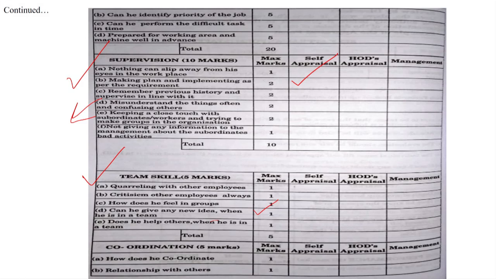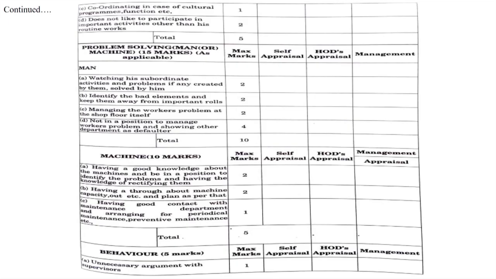It is about how well you coordinate with others: colleagues, superiors, subordinates. All those things are taken into consideration when your performance is being appraised. Then the coordination part: how does he coordinate? 1 mark. If you know that you are a person who gets along with people, you can give yourself 1 mark. The HOD can also give you 1 mark, and the management can also give you 1 mark. Then how are your interpersonal skills with others, are you good enough to get along with people, are you able to synchronize the efforts of others or not, and so on and so forth.